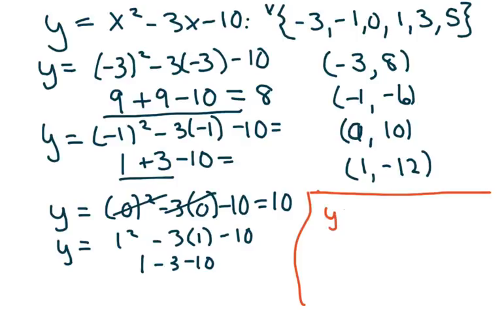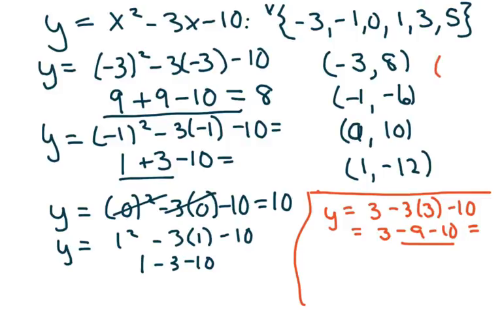So we have y equals 3 squared minus 3 times 3 minus 10. And that's going to give us 9 minus 9 minus 10, which equals -10. So 3 goes to -10.